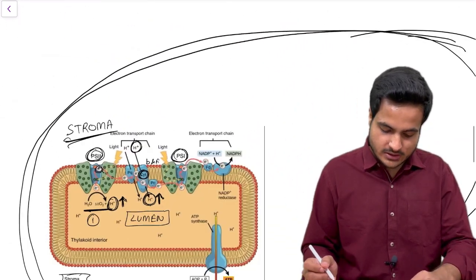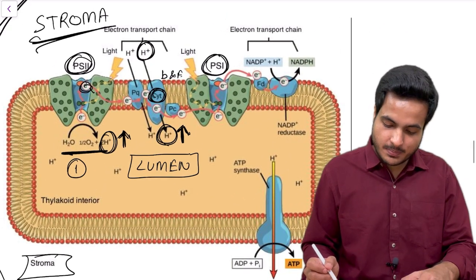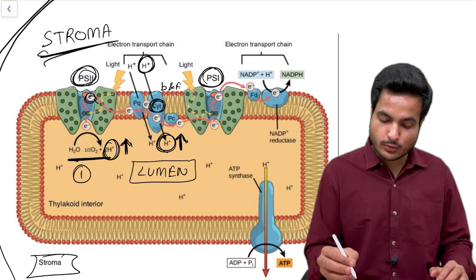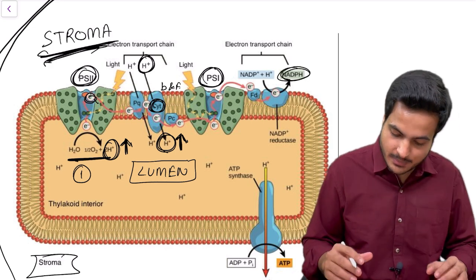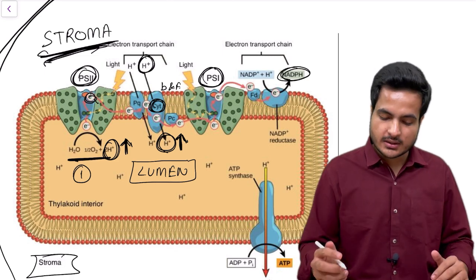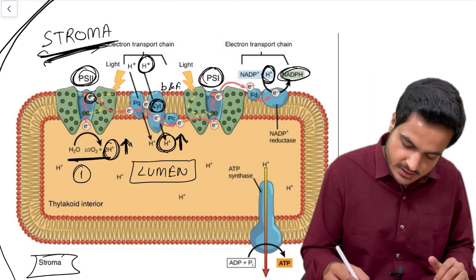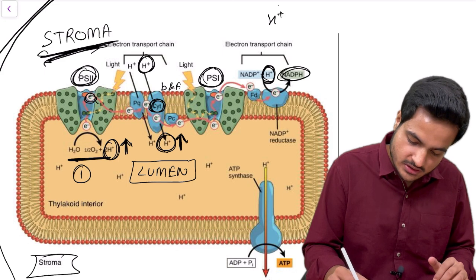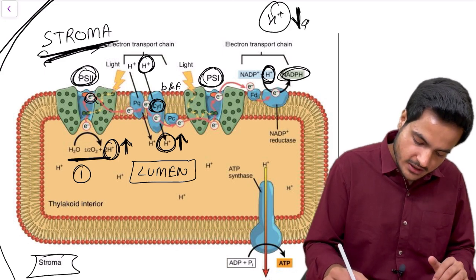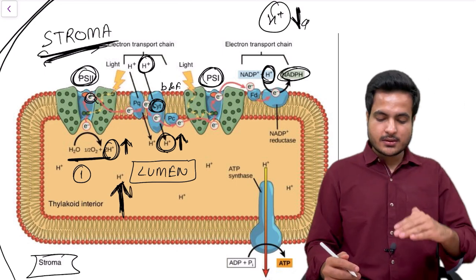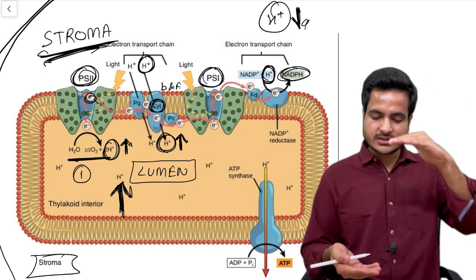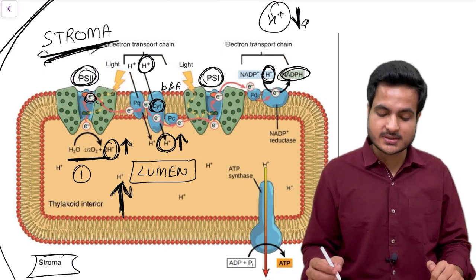Now coming back to that story, NADP plus molecule is converted to NADPH towards the stroma. You see it is outside the membrane of thylakoid. Therefore they require H plus, which is taken up from the stroma. Therefore H plus in stroma is decreasing, H plus in lumen is increasing. So there occurs a gradient between lumen H plus concentration and stroma H plus concentration.